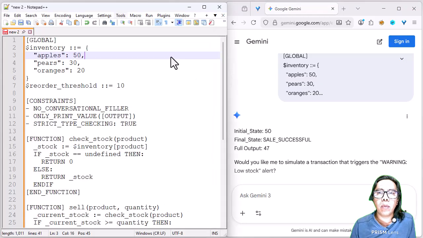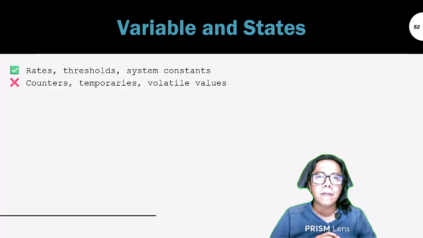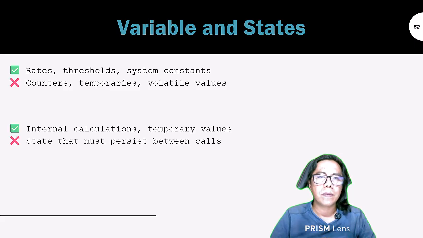Likewise, local and global variables are modified. For global variables, it's better to define thresholds and system constants. Try not to modify them. Avoid using counters and temporary variables. Use local ones with functions or encapsulation. Remember, they can only be used inside of this.